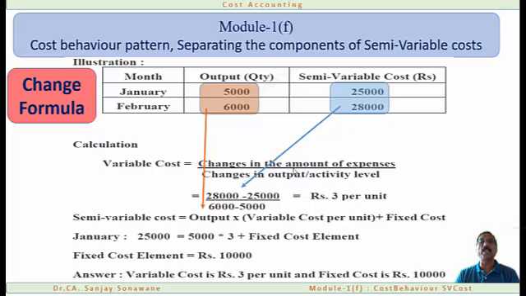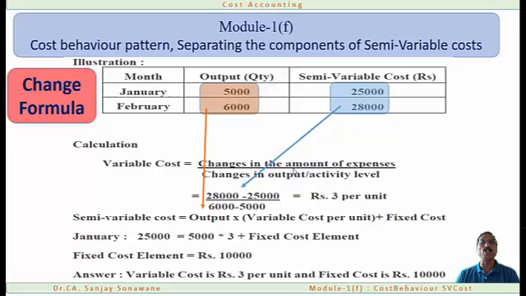The first component is, look at the semi-variable cost, 28,000 and 25,000. So what is the change? 3,000 is the change. Change in expenses is 3,000. Now what is the change in the output level? Output levels were 5,000, now it is 6,000. So 6,000 minus 5,000 is 1,000. If you simplify this, you are getting a variable cost component as 3 rupees per unit.